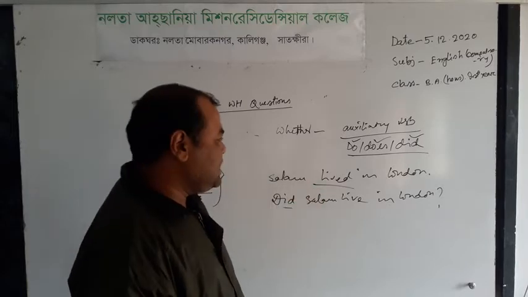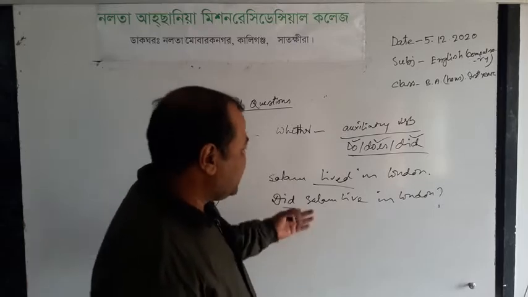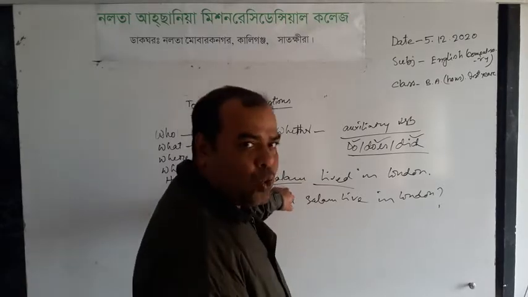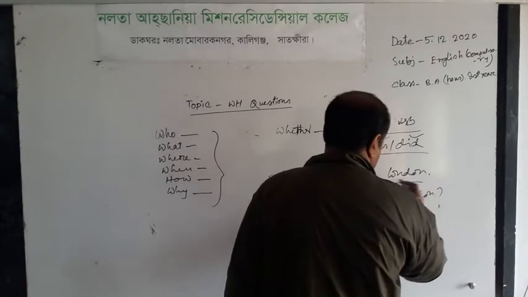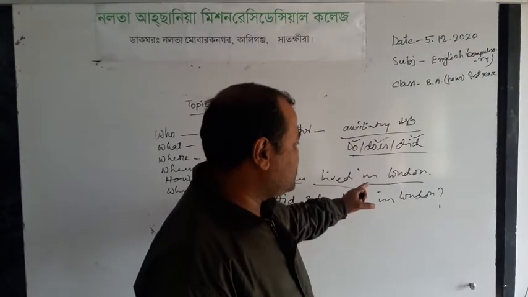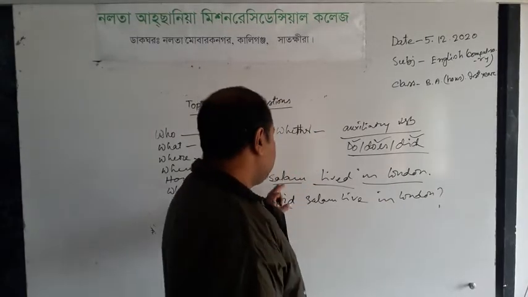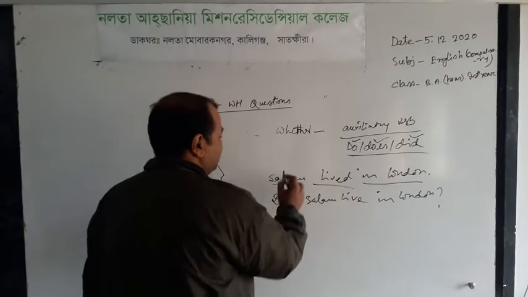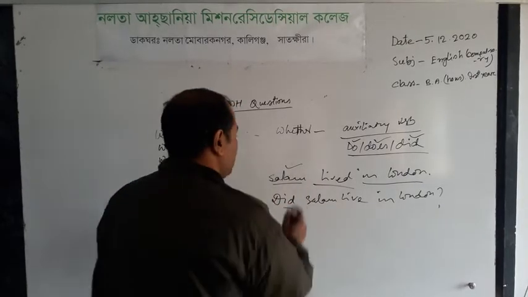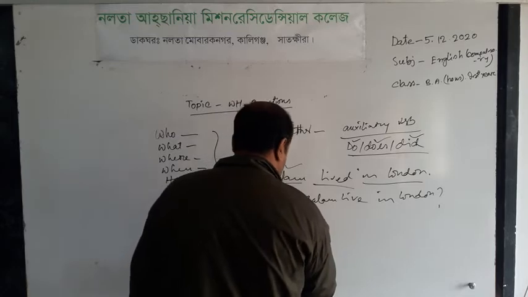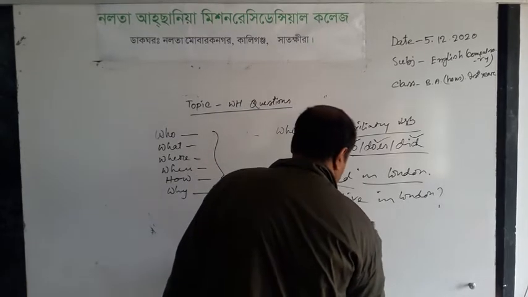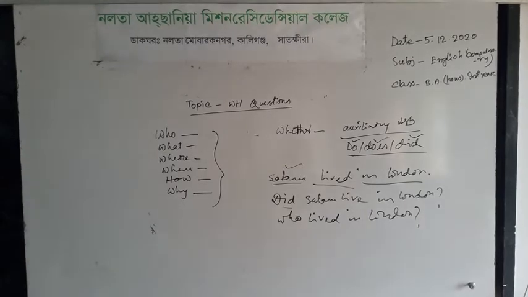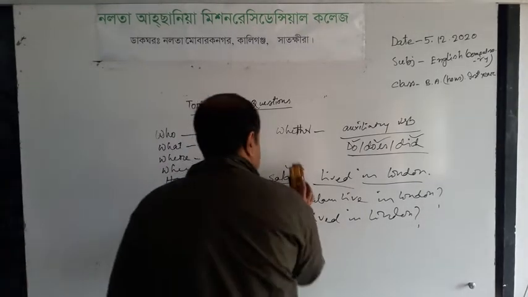To make it a WH question, you have to bring a WH word in place of its answer. Such as here, instead of Salam we can bring who, or for the place, in London, we can also bring where instead of London. If you like to use who, you have to omit the answer of the WH word. So, if Salam lived in London, who lived in London? Who lived in London? So, it's a WH question.